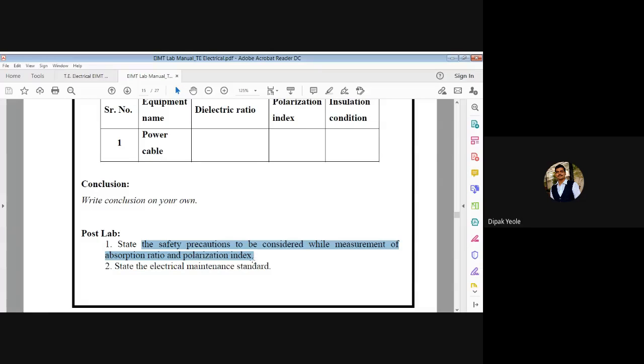Yes. Now this is the second question, and I'm going to give it for your homework. State the electrical maintenance standard. So you have to identify the maintenance standards which are available with us, and then you have to find out the list of this particular electrical standard.